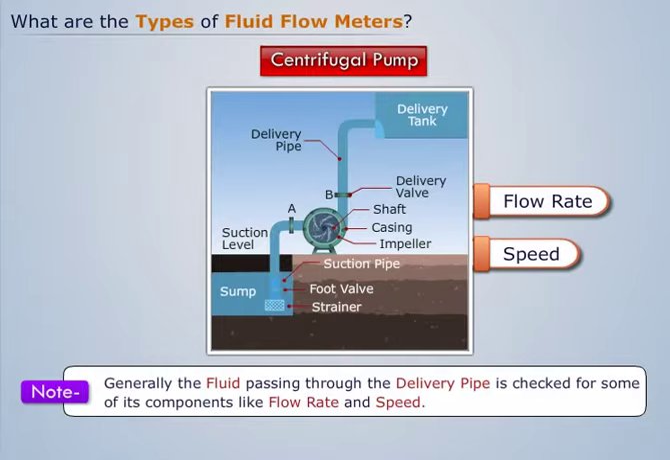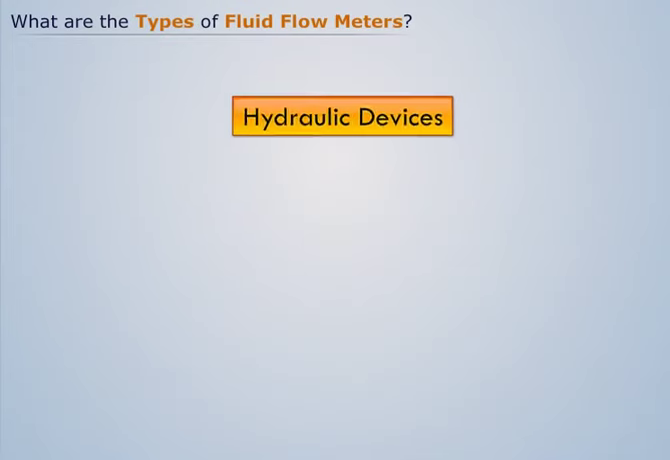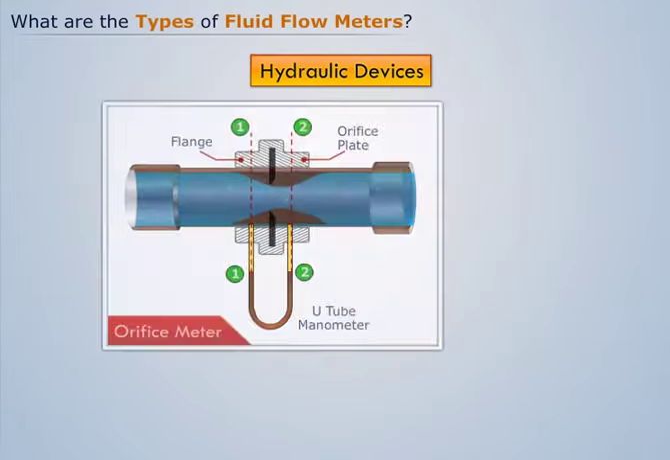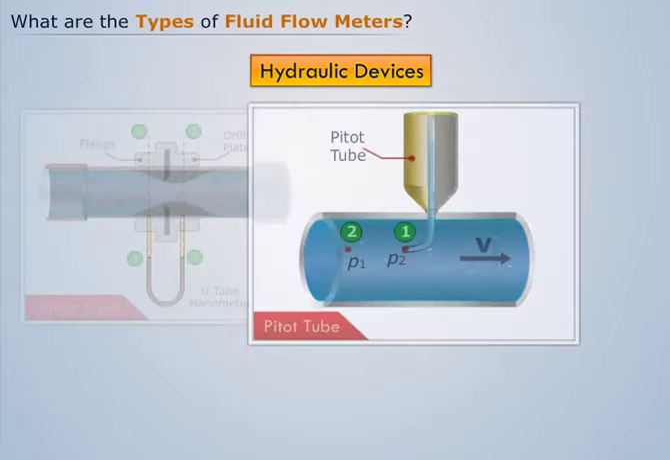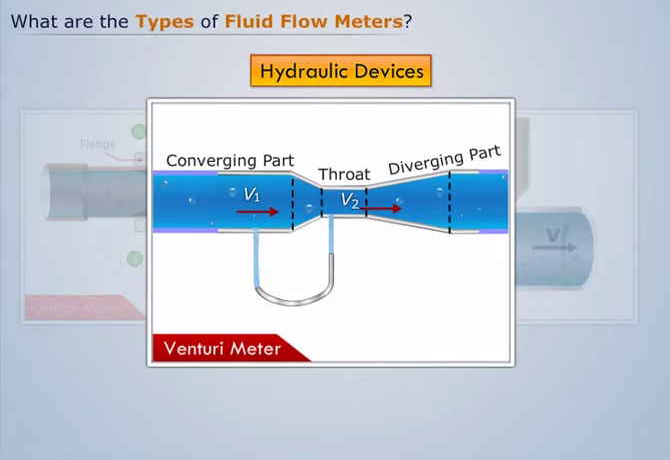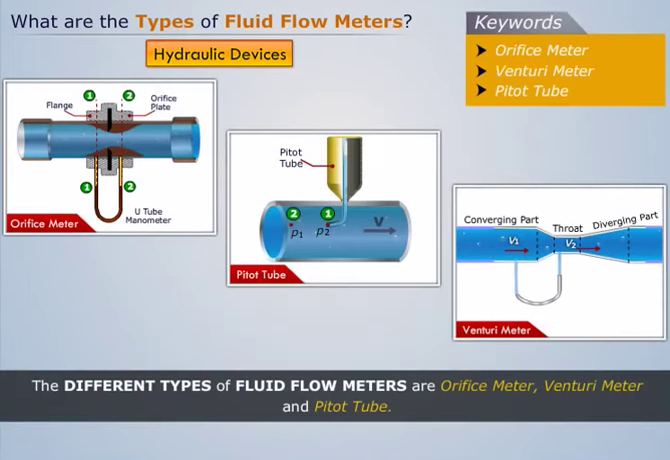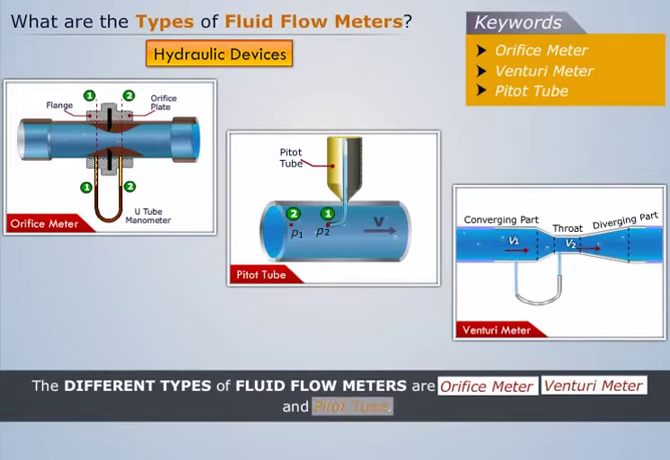It can be carried out by using some of the hydraulic devices like orifice meter, pitot tube, and venturi meter. Thus, the different types of fluid flow meters are orifice meter, venturi meter, and pitot tube. Let us discuss each of them one by one.